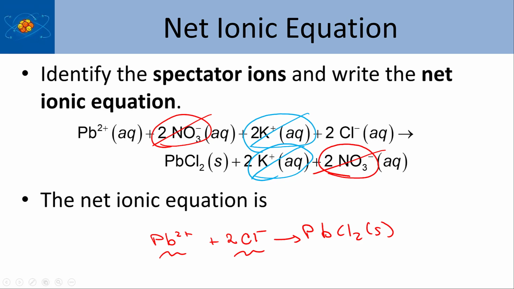Okay, so this is what I came up with. Again, I used a squiggly line so I wouldn't have to write aq over again. But the nitrate is the same on the left side of the reaction arrow as on the right side of the reaction arrow, and the potassium is the same. And really, only the ions that are in the lead chloride are the ones that are part of the net ionic equation. So I crossed out my spectators, that's how I identified them. And then I wrote lead 2 plus, 2 chlorides makes lead chloride, like that, lead 2 chloride. And so that's my net ionic equation.